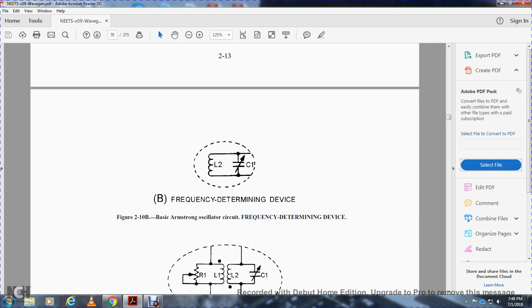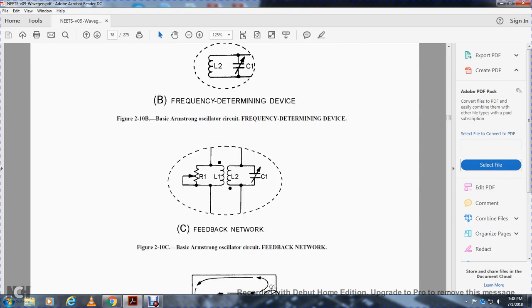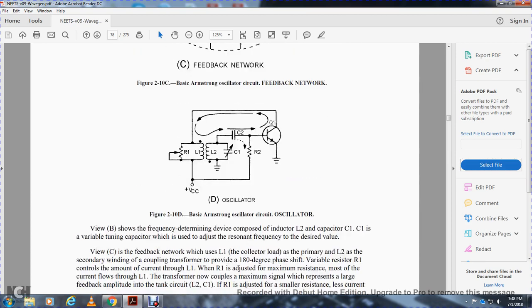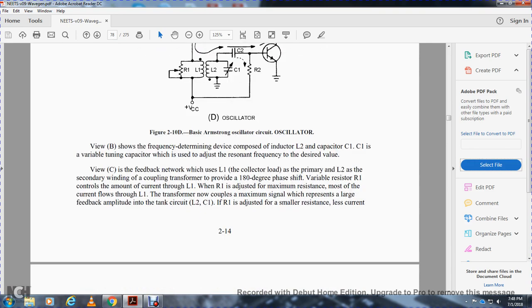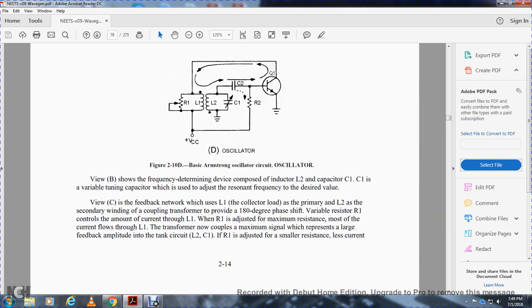The frequency determining components are the capacitor and the inductors of the basic Armstrong feedback network: inductive coil 1, inductive coil 2, the rheostat resistor, and a capacitor. View B shows the frequency determining components, inductor L2 with capacitor 1, the variable tuning capacitor, which gives you the desired resonant frequency. You see, this one right here is a tuned circuit with a tuning capacitor.